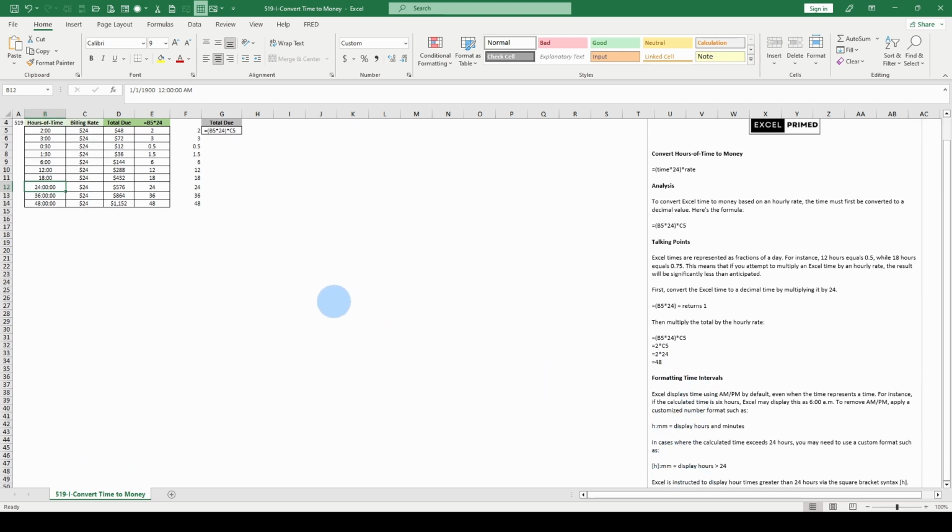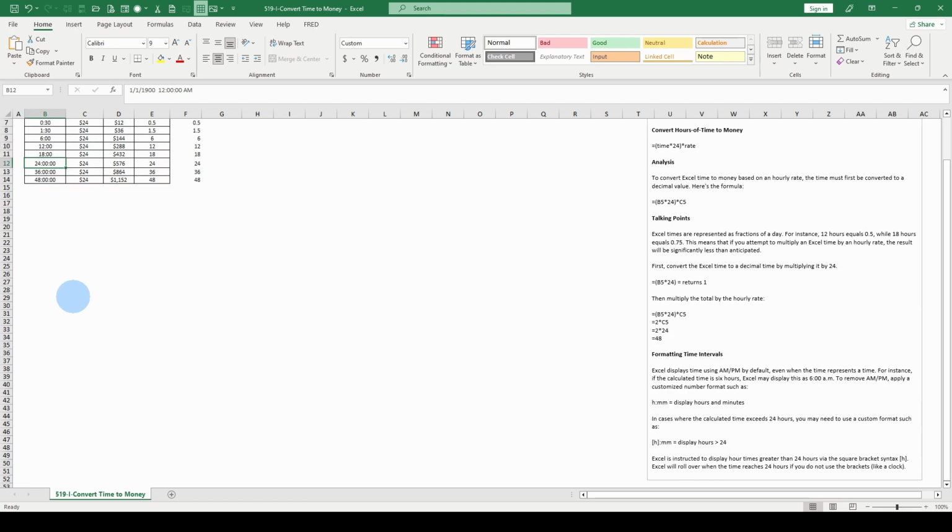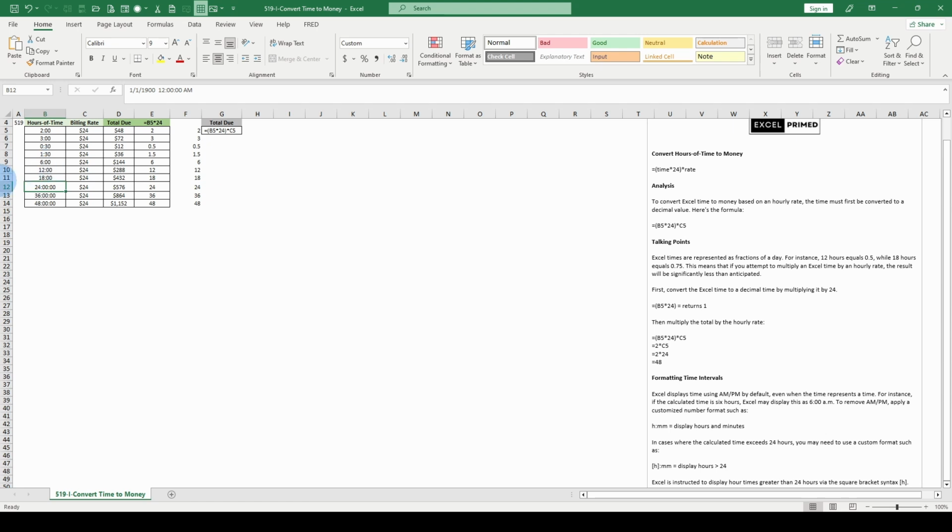In some cases, if you run into an area where you're running over 24 hours, you may need to put the brackets around H in order to accumulate total hours. Here, they're fixed, but you may have additional columns tied to this. You need to keep a running total, then use this format.